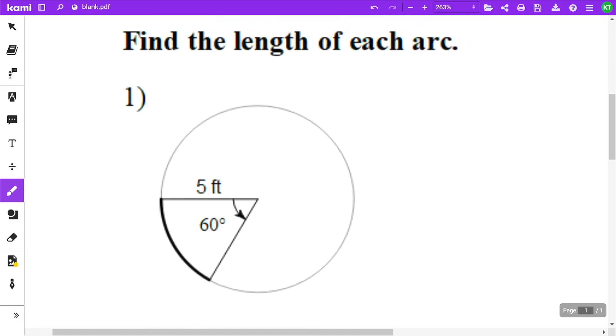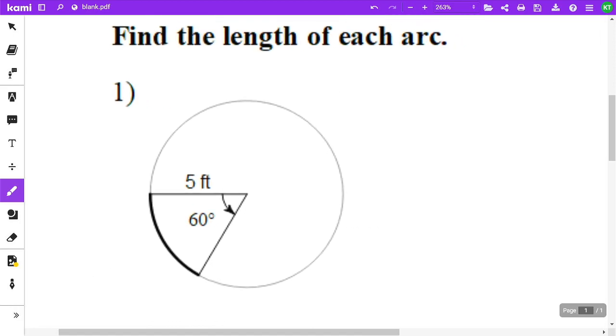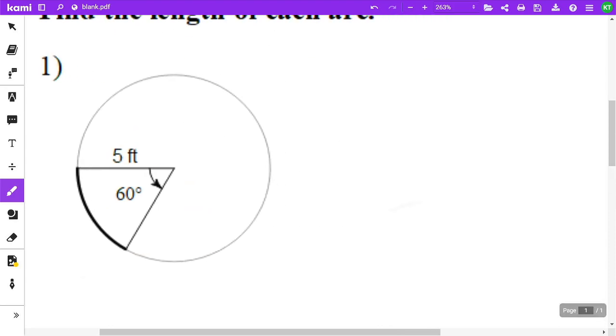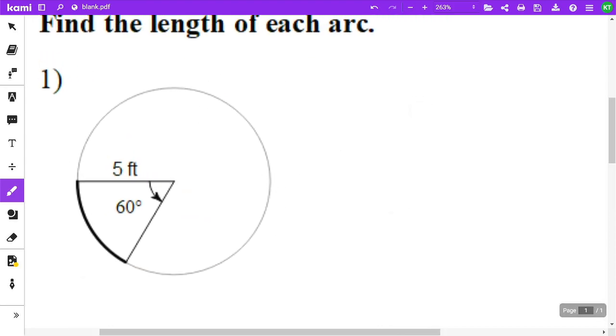So this question here is asking us to find the length of each arc. So our arc here is this one that's bolded. I'm going to go ahead and just mark everything out and state what everything is. My radius is going to be equal to 5 feet, and my theta in this case is going to be 60 degrees.